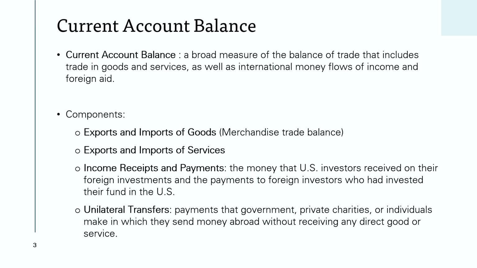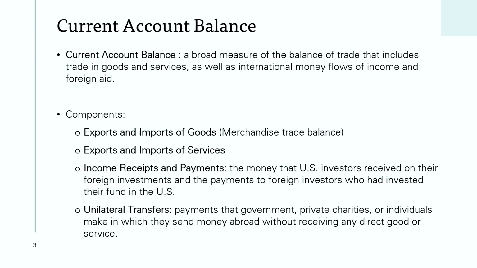The second component is exports and imports of services. Examples include tourism, education, transportation, consulting, and financial services. The third component is income receipts and income payments. For example, if American investors own stocks or businesses overseas and earn profits, those earnings are counted as income receipts. Likewise, if foreign investors own assets in the United States and receive dividends, interest, or profits, those payments are counted as income payments flowing out of the country.